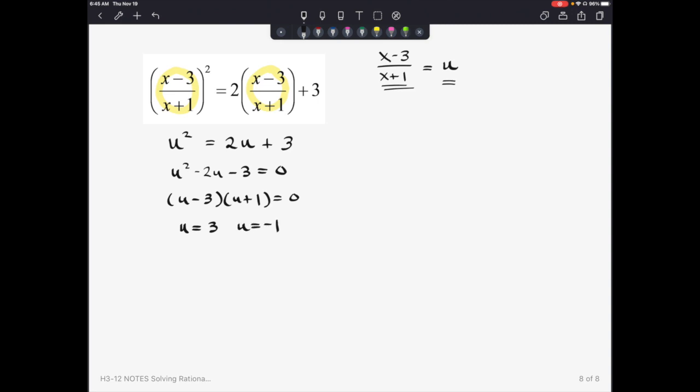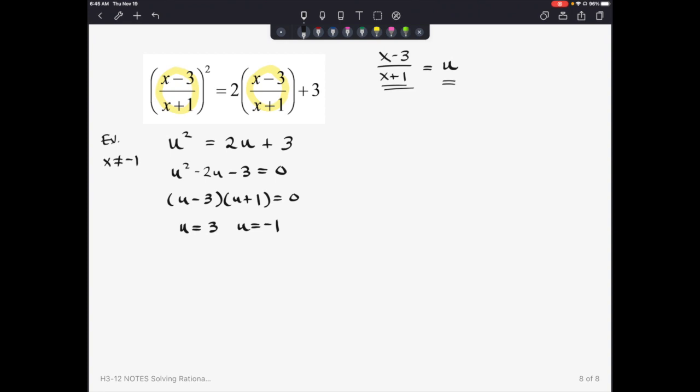Did I factor that correctly? Yes. Okay. Now, I know we had said before that we had our excluded value, that x cannot equal negative 1. But we're not talking about x right now. We're talking about u, and it's a different letter. So don't throw this one out because u equals negative 1. Here's what we need to do at this point, since we're trying to solve for x.